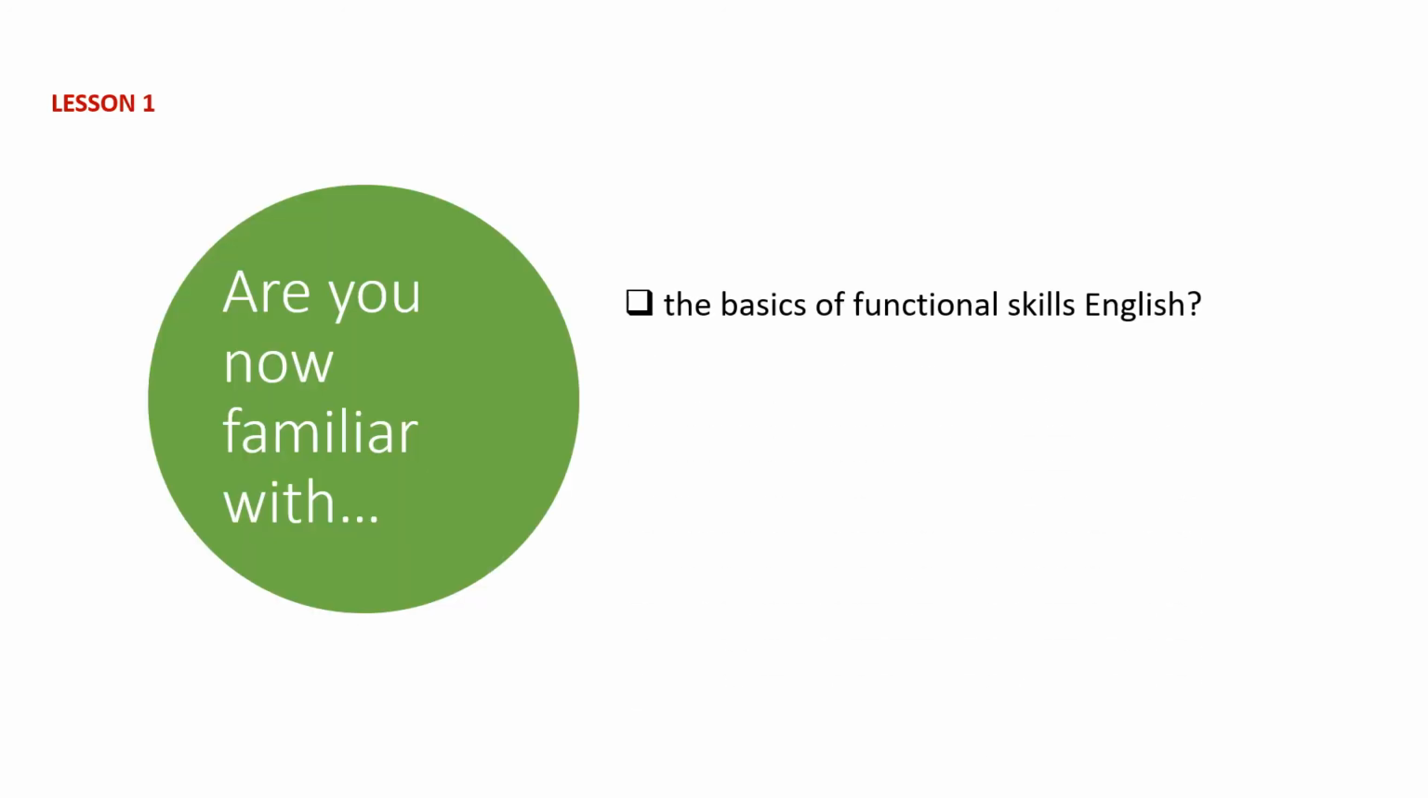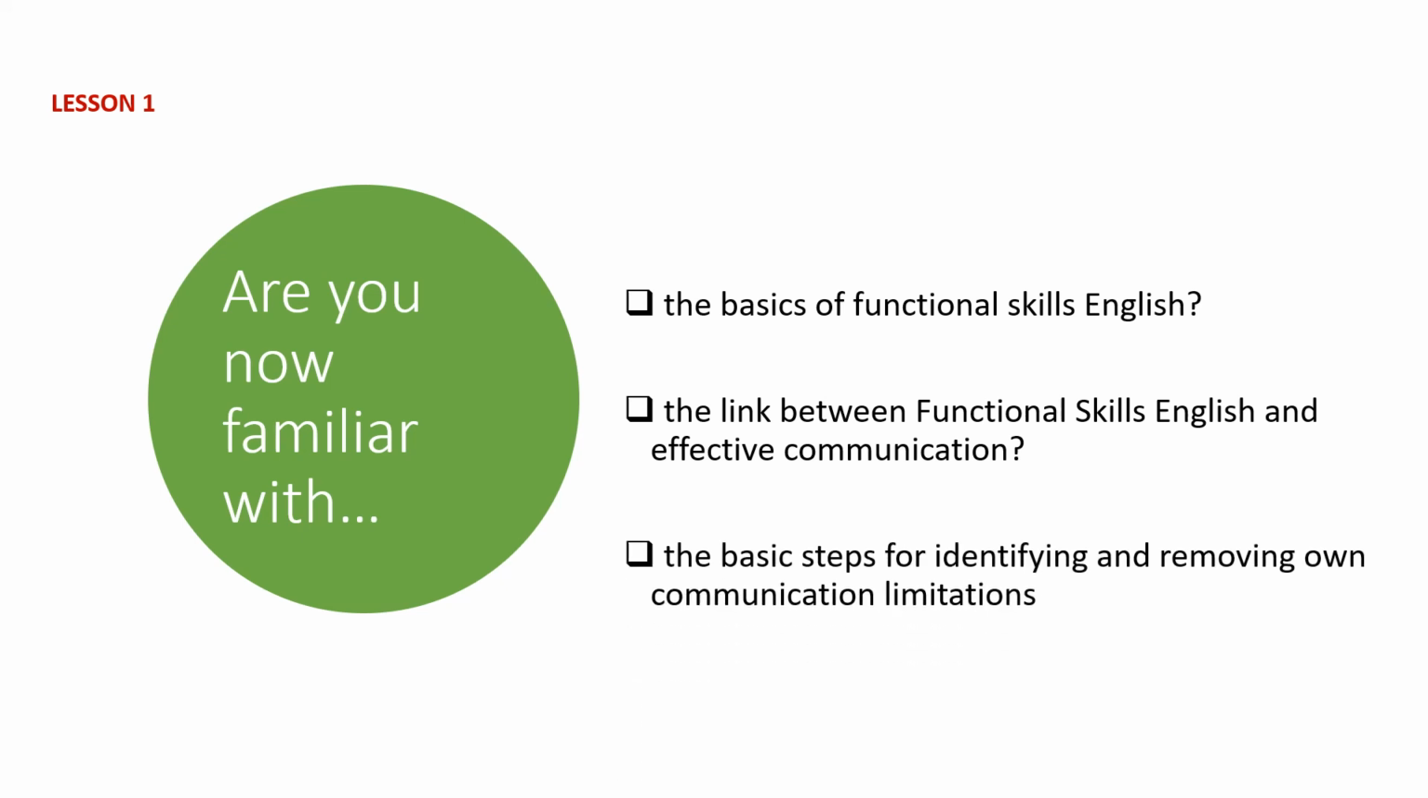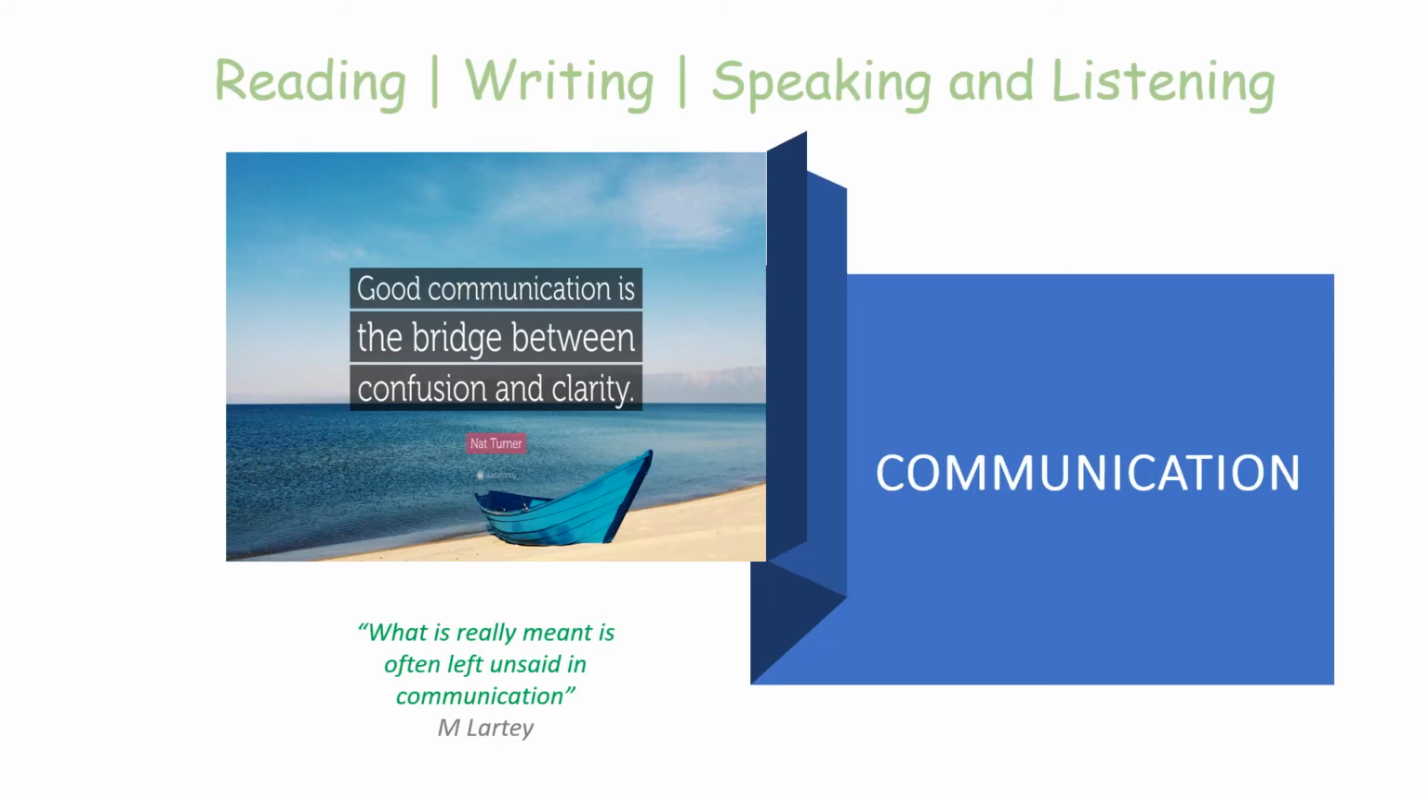So that brings us to the end of our session. Would you say you are now familiar with the basics of Functional Skills English, the link between Functional Skills English and effective communication, and the basic steps for identifying and removing your own communication limitations? I hope so. Okay, so we have come to the end of this session. Remember, good communication is the bridge between confusion and clarity. The question is, which side of the bridge are you on?